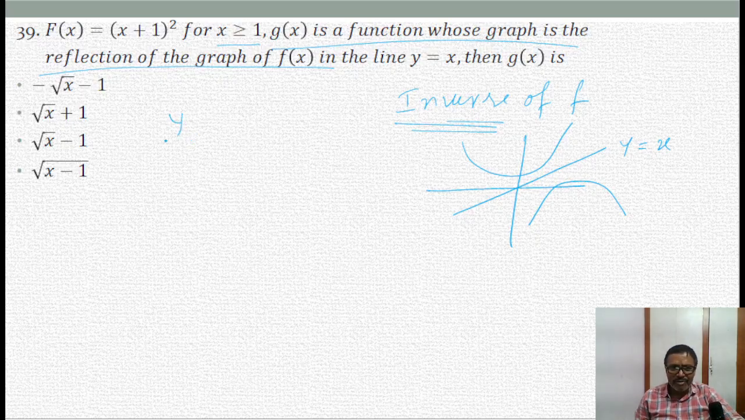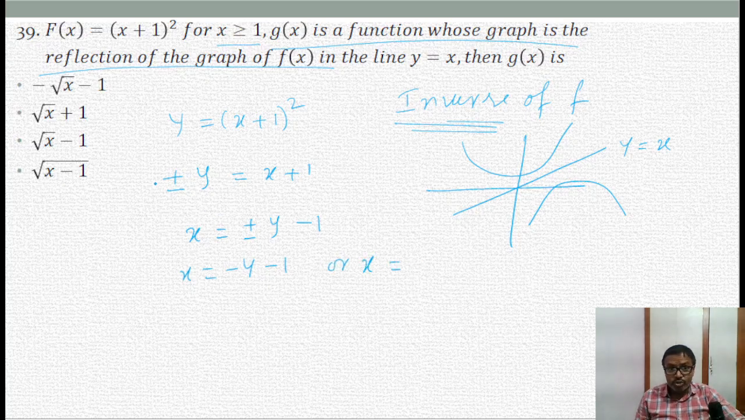Just take f of x as y is equal to (x plus 1) whole square. Now y is expressed in terms of x, just express x in terms of y. So we'll get the square root on both sides, plus or minus root y is equal to x plus 1. So we'll get x is equal to plus or minus root y minus 1. Sorry, I made a mistake here, it is root y. Plus or minus root y minus 1.